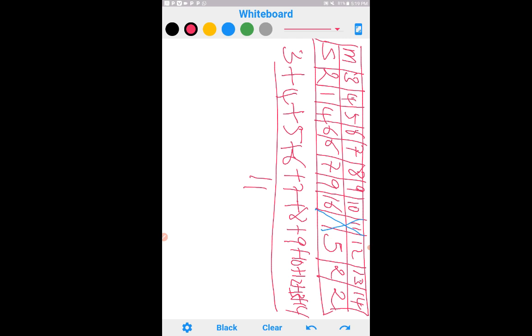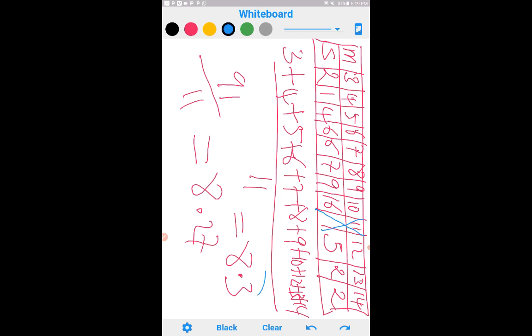So let's go ahead and add them. We have 3 plus 4 plus 5 plus 6 plus 7 plus 8 plus 9 plus 10 plus 12 plus 13 plus 14. So it gives us 91. So we take that 91 divided by 11 and then it gives us 8.27. They say to 1 decimal place, so it is 8.3. This is the answer.